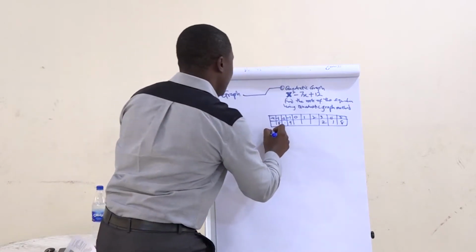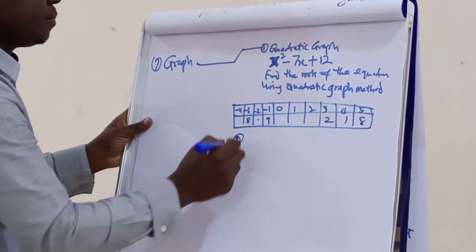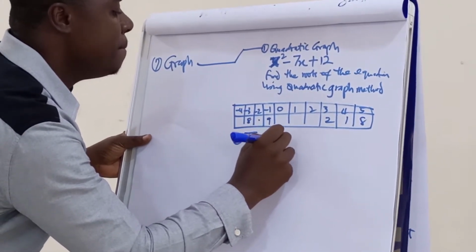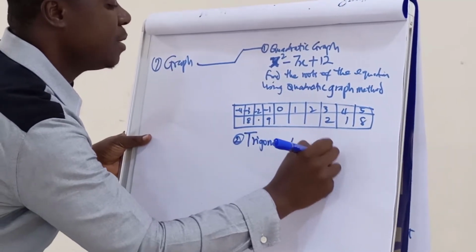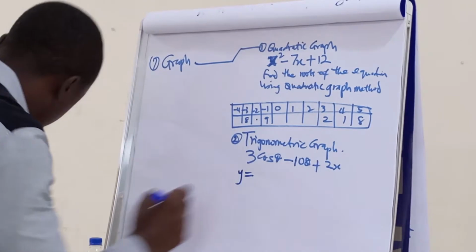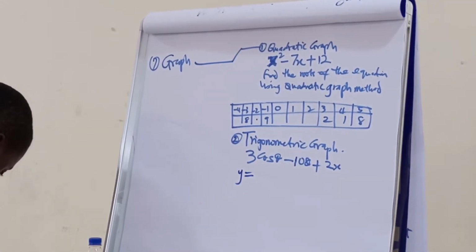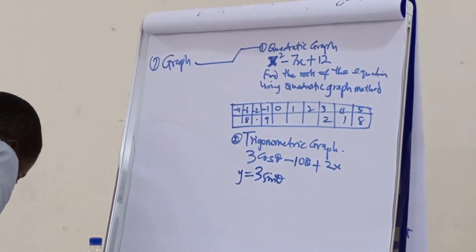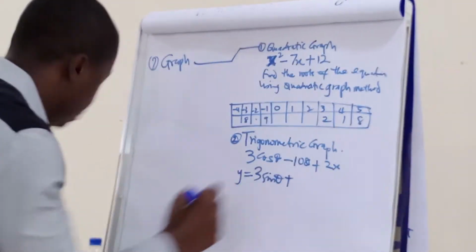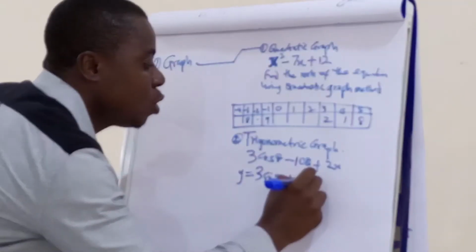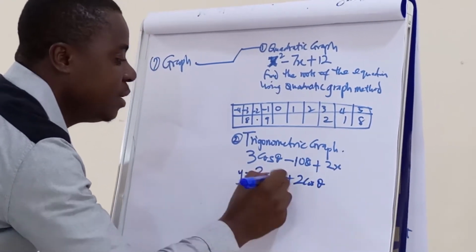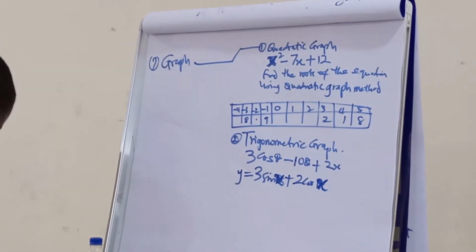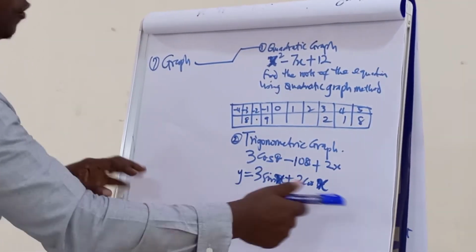That's number 1 graph. Number 2 graph that comes out is what we call the trigonometric graph. It must come out. Y equals 3 sine theta plus 2 cos theta, or some say 3 sine x, something like this. So it will give you a variable range for all those kinds of things.